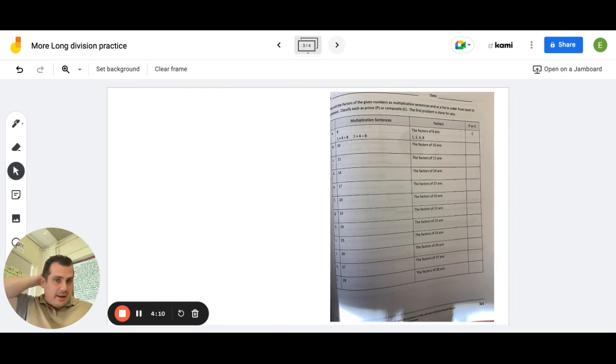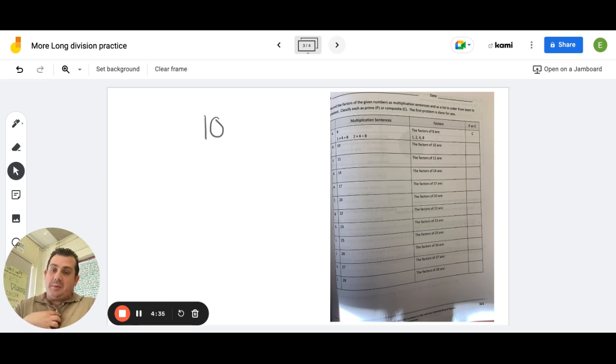So if you look right here, this was one of the homework pages. So we have not completed this. So I'm going to go right here, and we're going to go to the number 10. Okay, so there's the number 10, and it's asking us for multiplication sentences, and then it wants the factors. And then you're labeling whether it's prime or composite.